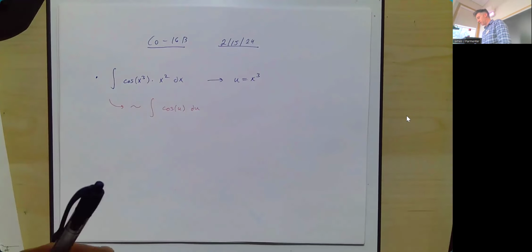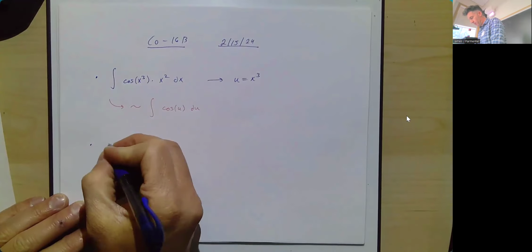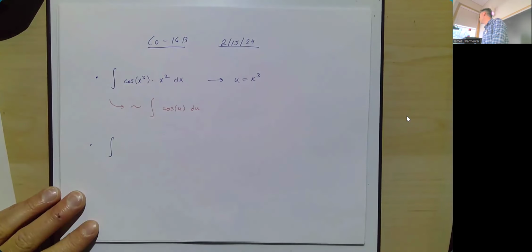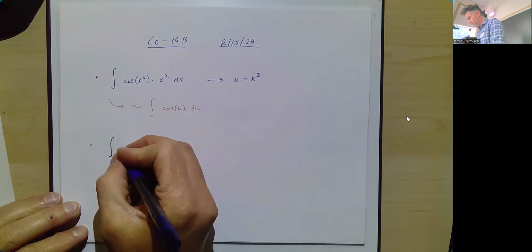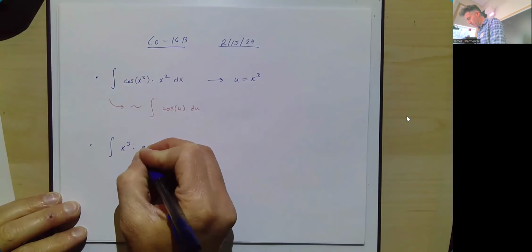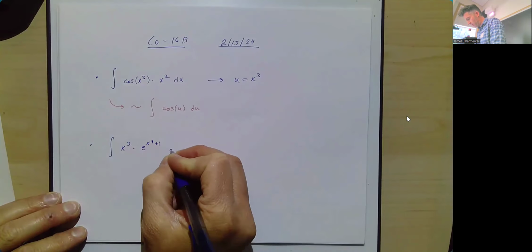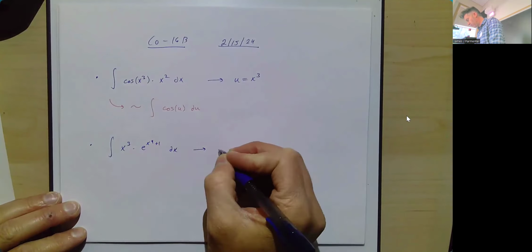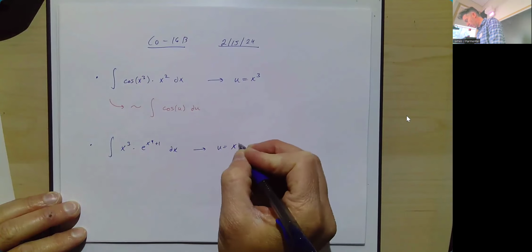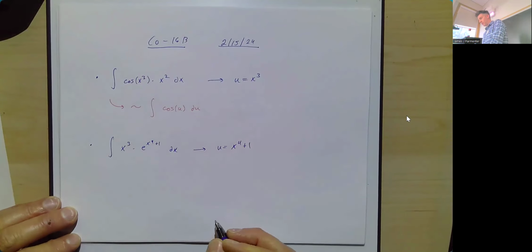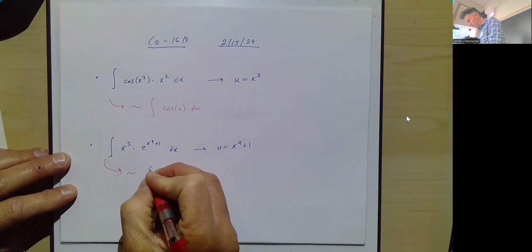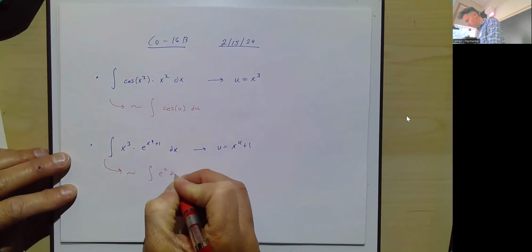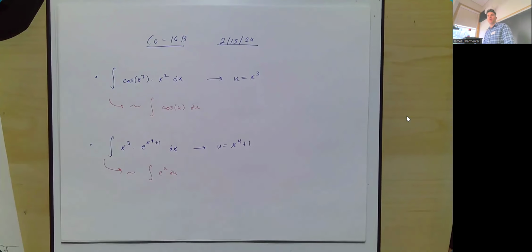Or if someone asked us to find the integral of x cubed times e to the x to the 4th plus 1, we would make the choice of letting u equal x to the 4th plus 1. And we get the same sort of thing. This would eventually become something akin to the integral of e to the u. There's still a constant multiple that I haven't adjusted for yet, but I know you know how to do that at that point.